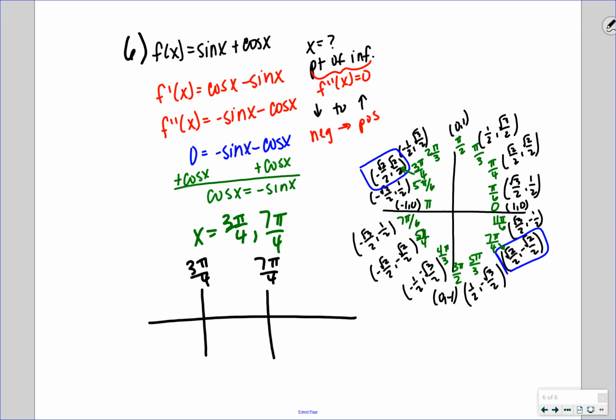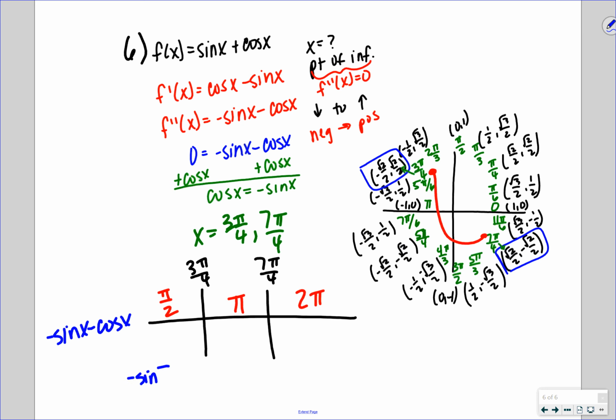Something else we don't really like is doing these things without a calculator, but I can guarantee you this would be a no calculator question. So I'm going to choose numbers around 3 pi over 4. Well, here's 3 pi over 4. A number smaller than that has some nice coordinates, is pi over 2. Between 3 pi over 4 and 7 pi over 4, a number between them that has some nice coordinates is pi. And then bigger than 7 pi over 4, choose 2 pi. They've got nice 0 and 1 versions of coordinates. So I'm going to plug it into my second derivative, which was negative sine x minus cosine x.